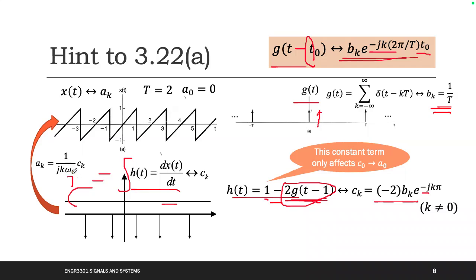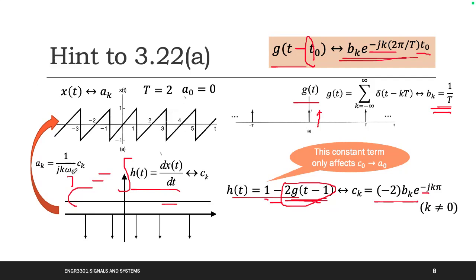Am I right? You can see h(t) equals the derivative of x(t), and then we know x(t) should equal the integral of h(t). It is the opposite operation. That makes sense to you?